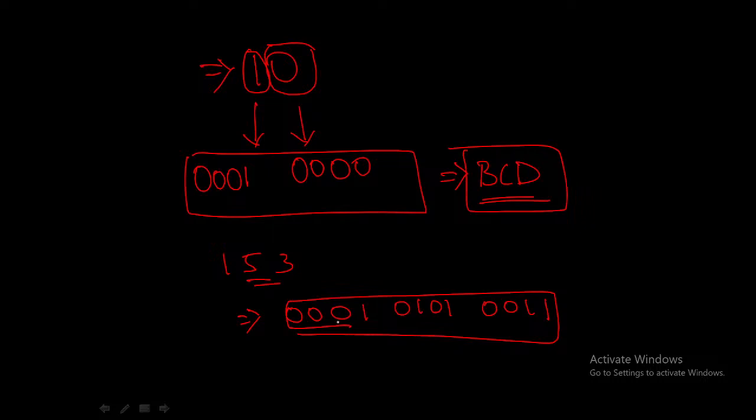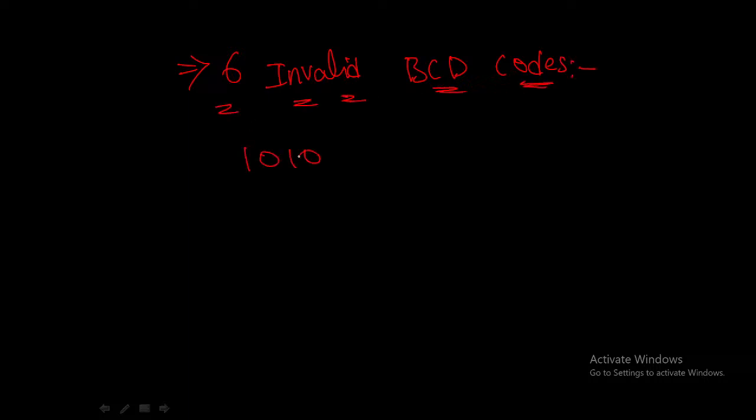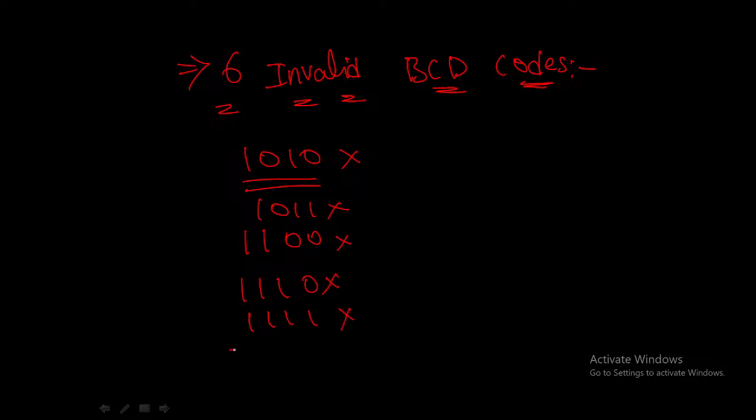Now, there are basically 6 invalid BCD codes, which are 1010, 1011, 1100, 1101, 1110 and 1111. These are invalid codes.